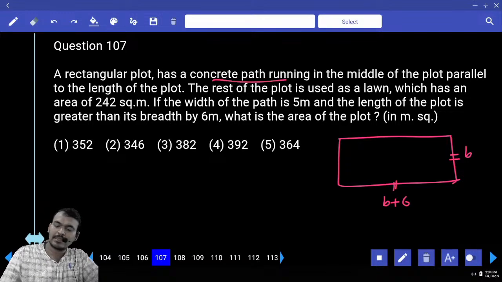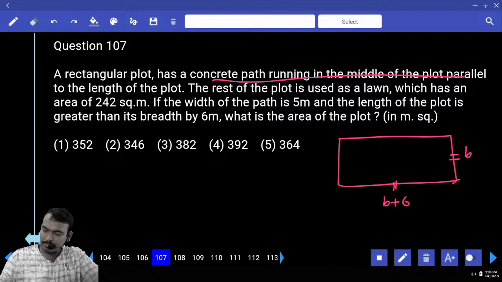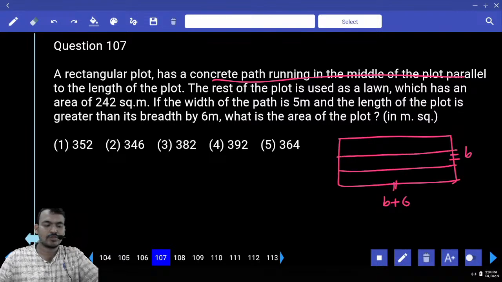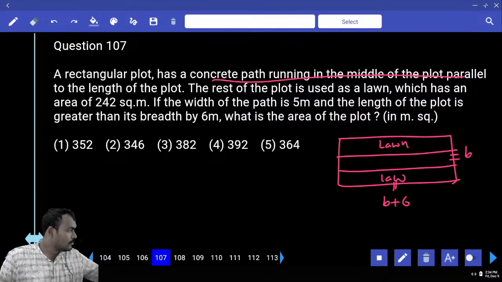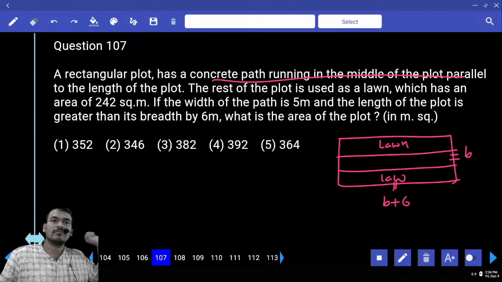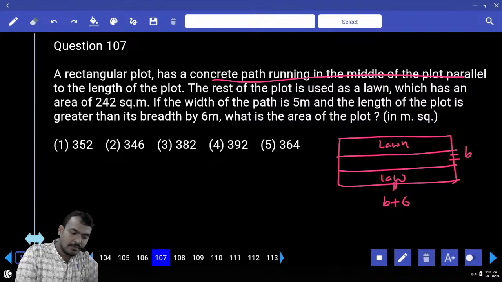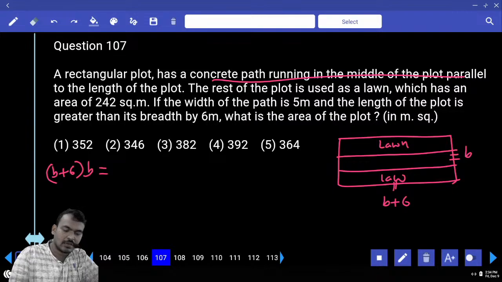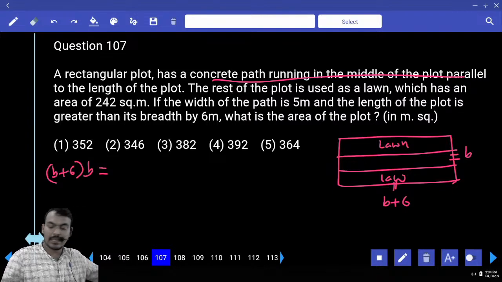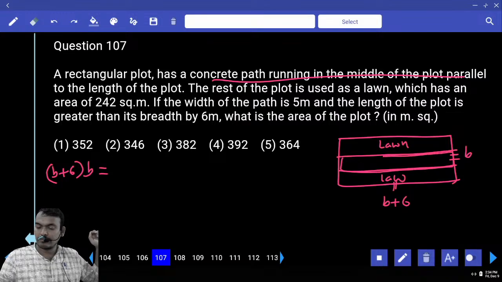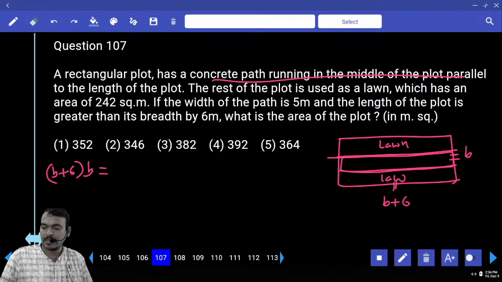A concrete path is running in the middle of the plot, and it is parallel to the length. The remaining portion is treated as lawn. So the total diagram area is equal to the area of the length side path plus the lawn area. First, what is the area of the plot? B plus 6 into B. That is also equal to the area of the lawn plus the area of the length side path. What is the length side path area?